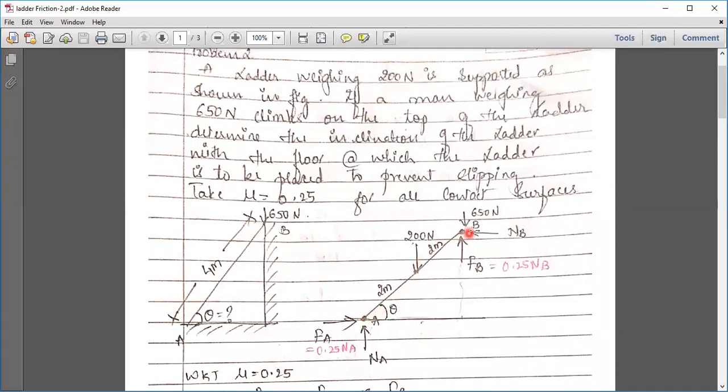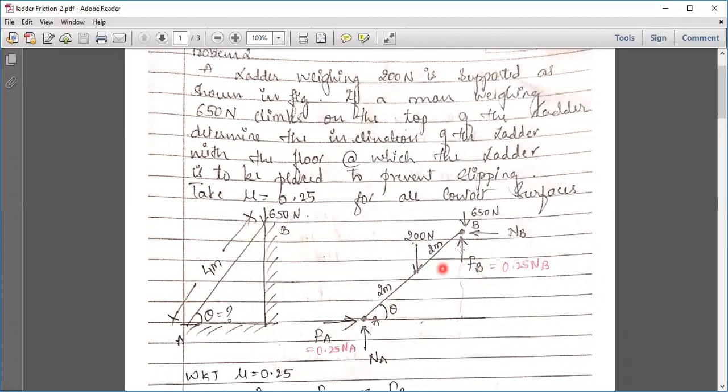When the ladder is going to slip down, this point of the ladder moves down and this point of the ladder moves towards the left. So friction should be shown opposite to them. So when the ladder moves down here, the friction FB is upwards. When it moves towards the left, the friction FA is towards the right. So we show normal reactions NA and NB. We show FA and FB, that is the frictional forces.